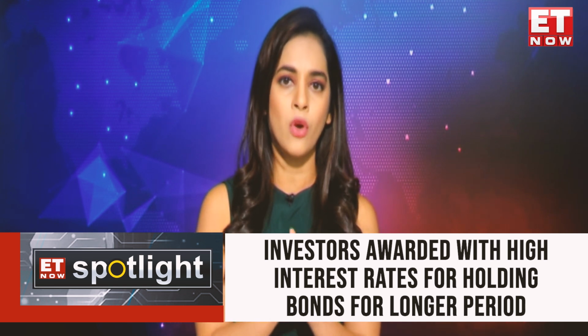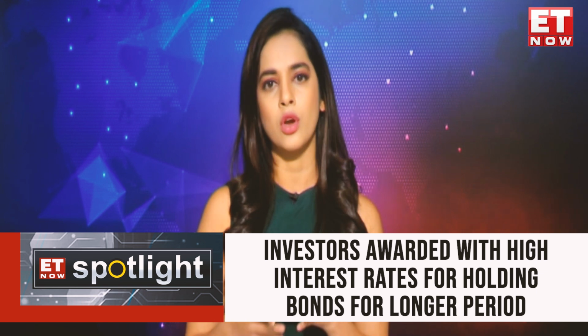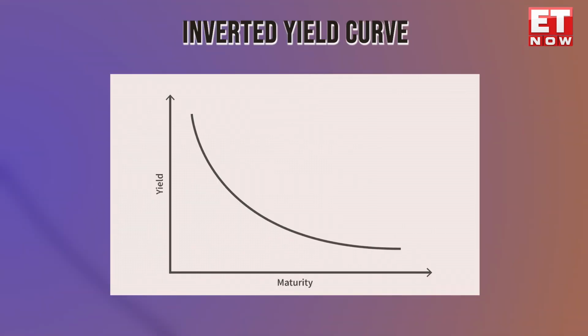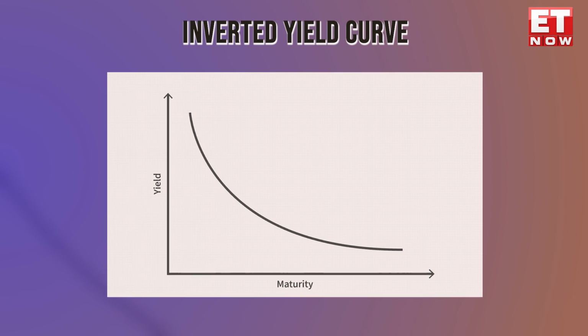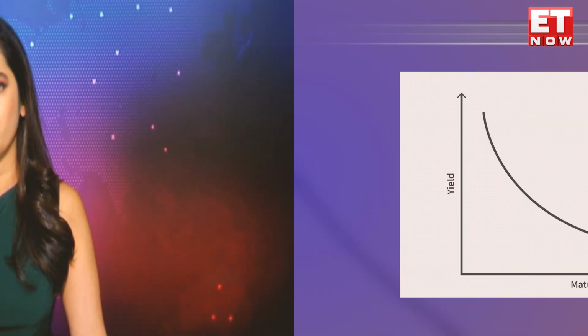Normally, investors are rewarded with a higher interest rate for holding the bonds for a longer period of time, resulting in an upward sloping yield curve. This is because these longer returns factor in the risk of inflation or even defaults over a period of time. Now, wondering why everyone is actually worried when the yield curve is inverted?